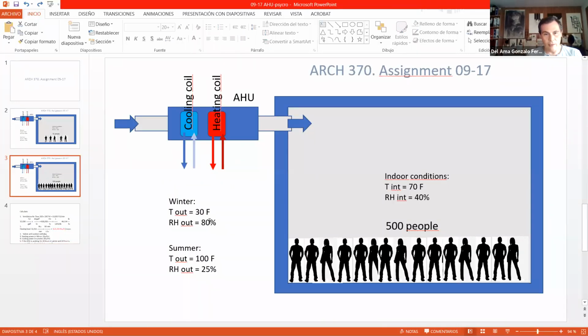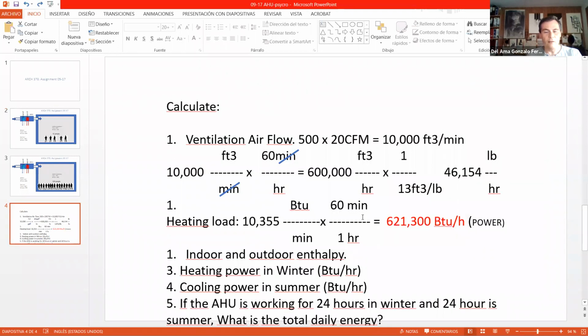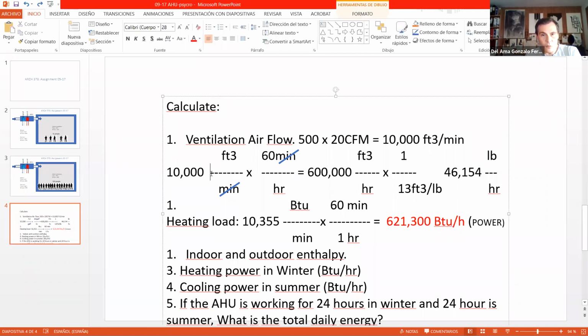So we have already done this one, the winter condition with 500 people. Now you have to do the summer condition with 500 people and summer and winter conditions with 10 people. So at the end, you will submit 4 calculations like that. I don't know if you want to use these kind of things.